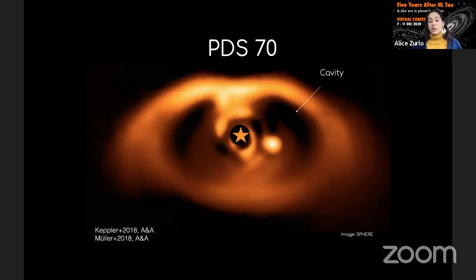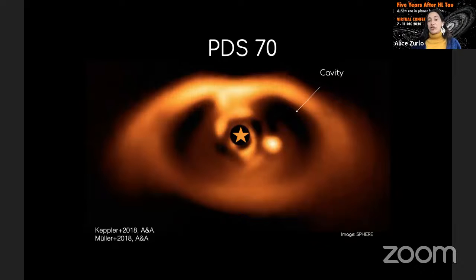You can see here the spectacular image of the protoplanetary disk around this star. This is a SPHERE image where you can notice that there is a very wide cavity in this disk. And it was the very first time that we detected a planet inside the cavity of a protoplanetary disk, which is exactly what everybody was expecting.